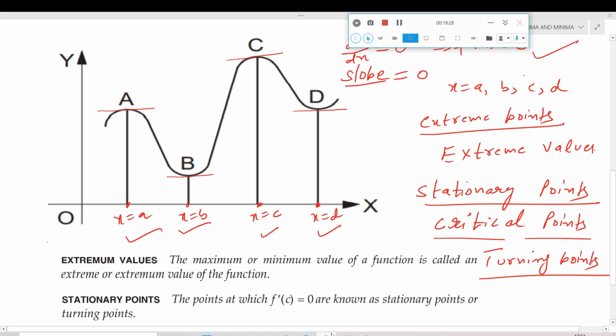So students, I end this lesson here, and in today's lesson you have understood the meaning of maxima and minima and the different terminologies that we use in maxima and minima. In the next video I am going to discuss the first derivative test, the second derivative test and the working method of finding local maxima and local minima, as well as absolute maxima and absolute minima.